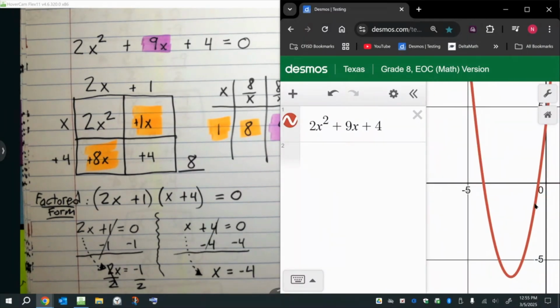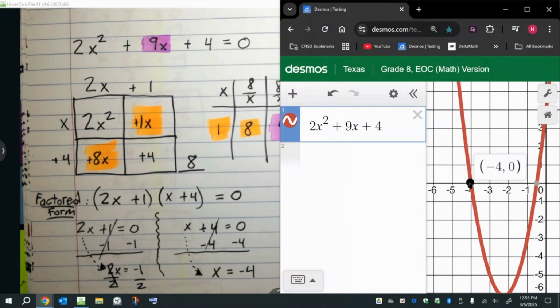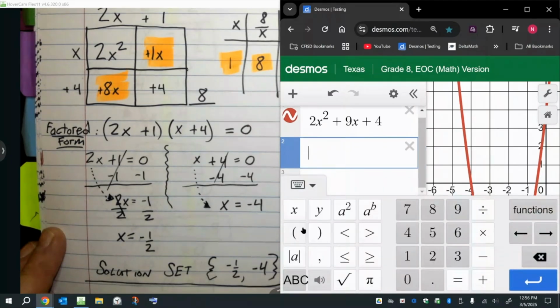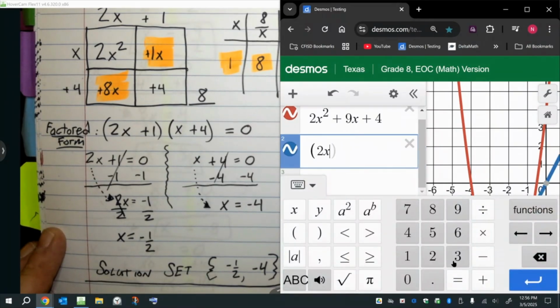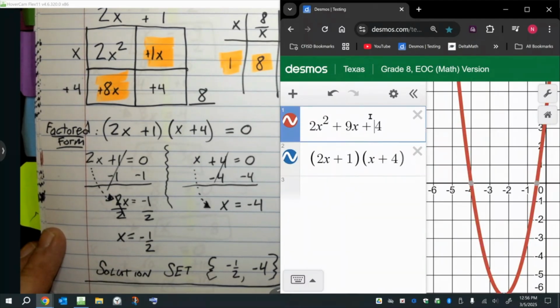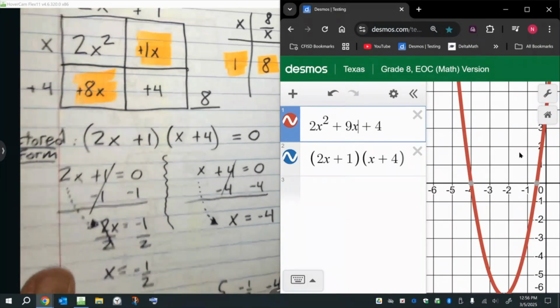Now, all we'd have to do is just check to see where does it cross the x-axis. Look at that, -4. Look at that, -0.5, which is the same thing as -1/2. Okay? Well, what about factored form? If it's the same, then that should also be equal. In other words, I should have one line sitting on top of the other. This is equivalent to this because this is the factors to the quadratic equation. All right, let's do one more problem.